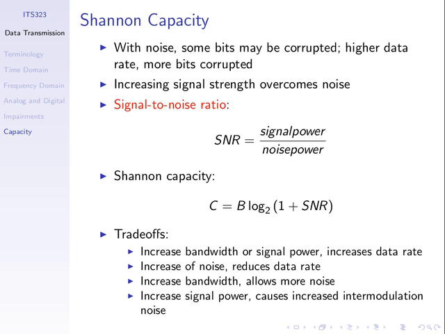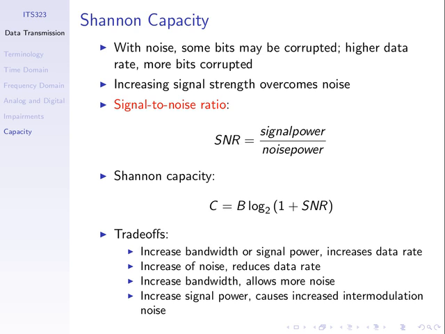In practice though, these 2 points come directly from this equation. Increase the bandwidth or signal power, increases the data rate. Increase the noise, reduces the data rate. We see that from the equation. But there are some other trade-offs we need to consider. Increasing the bandwidth normally allows more noise in practice. So those two factors cause some trade-off. You need to choose which one you want to consider.